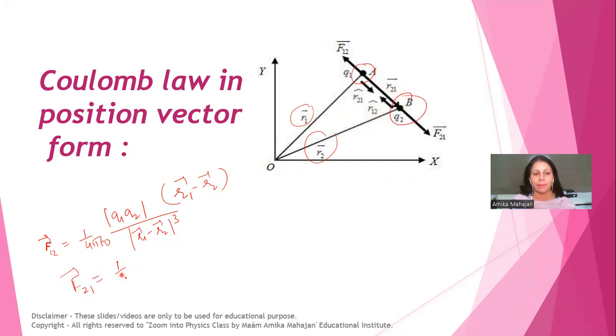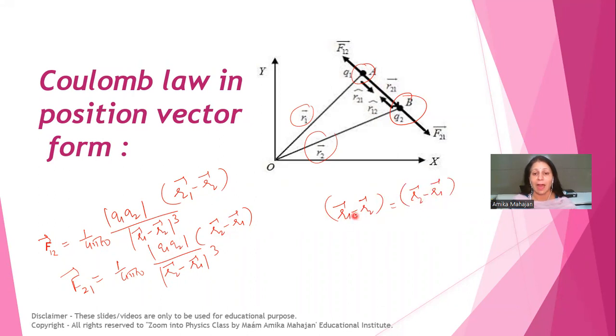Now if I want to find the force on 2 due to 1, now the final point will be B, represented by the position vector R2. Now I will write R2 minus R1, magnitude of Q1 and Q2. Then in the denominator also I get R2 minus R1 vector. Now check, R1 minus R2 means you are going to point A. So BA is opposite to AB. So when I replace R1 minus R2 by R2 minus R1 or R2 minus R1 by R1 minus R2, I have to put a negative sign here.